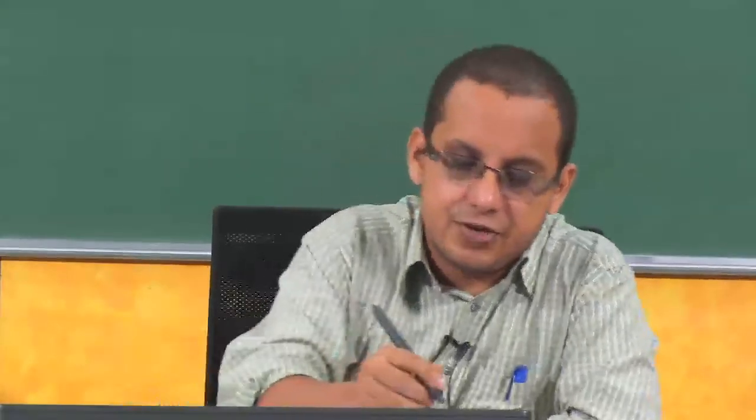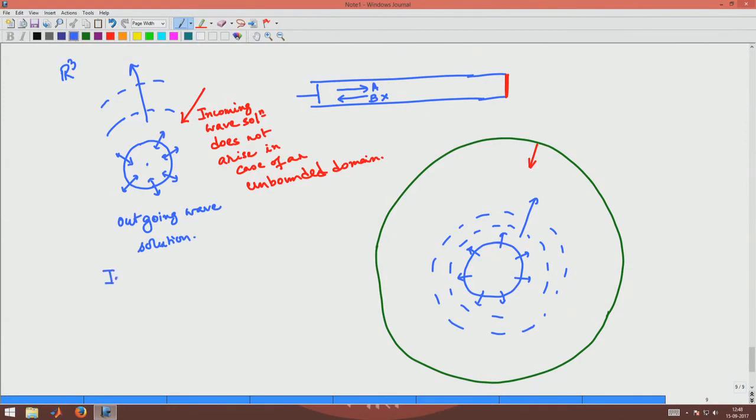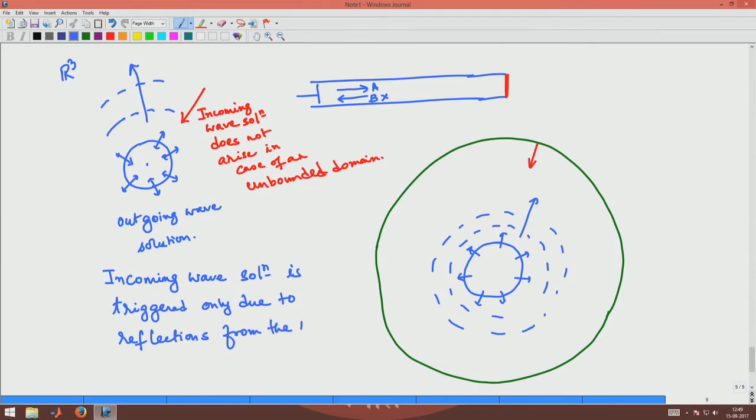Similarly, I wish to make this remark that the incoming wave solution is triggered only due to reflections from the boundary. Okay, that is the crucial aspect, and once the reflections from the boundaries are set in, you are going to get an incoming wave.